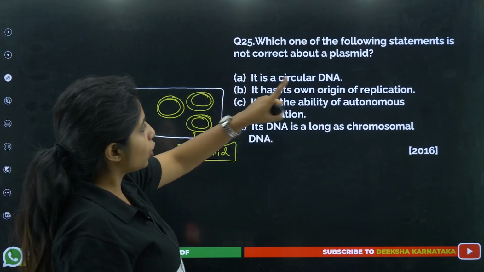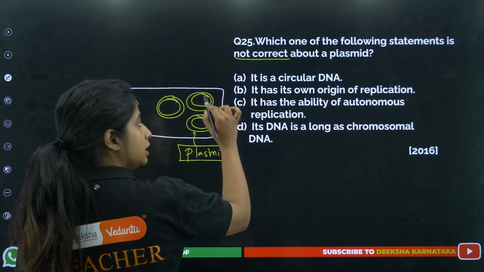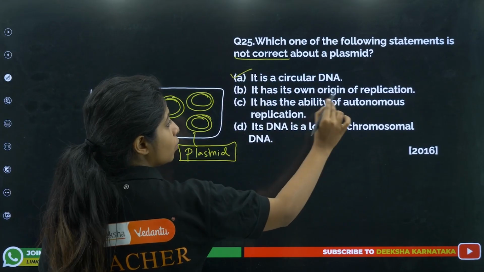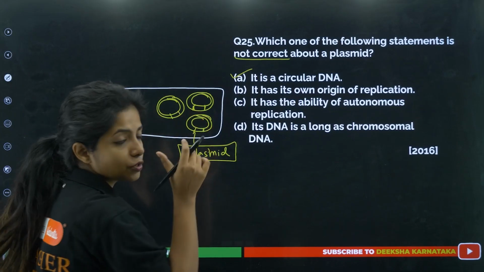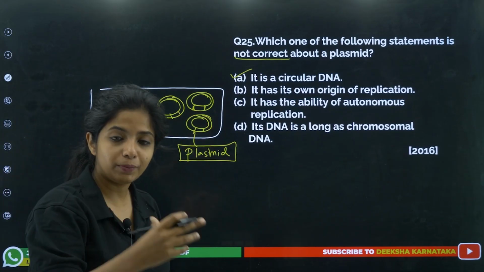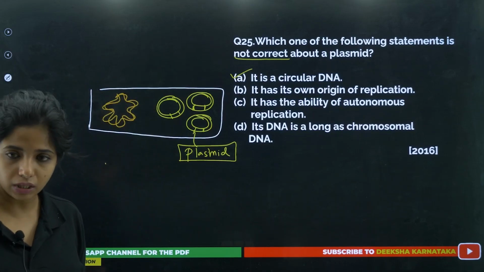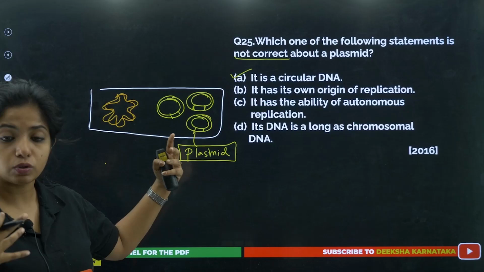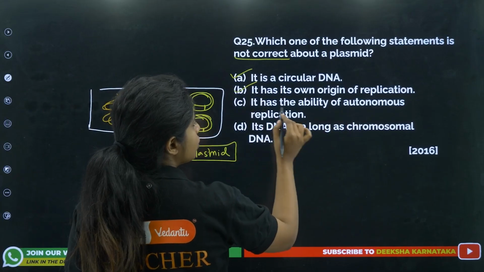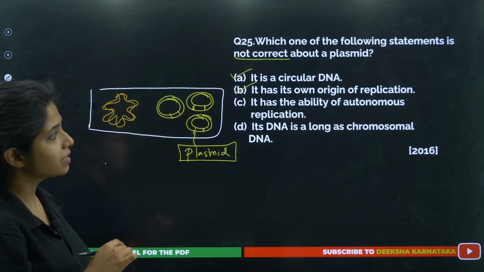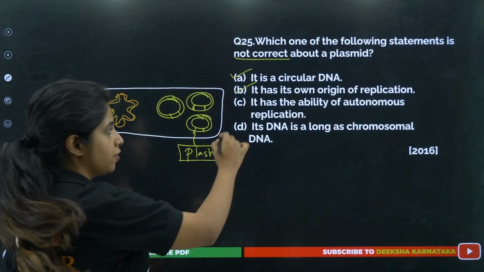So which one of the following statements is not correct? We have to find that. It is circular DNA. As you can see here, it is circular DNA, so this is true. It has its own origin of replication. Origin of replication is a sequence which allows the DNA polymerase and everything to come and bind there and then replicate. So yes, they have their origin of replication, which is why they replicate. That is true. It has the ability of autonomous replication, as in by itself only it can replicate. Yes, it can definitely do that.